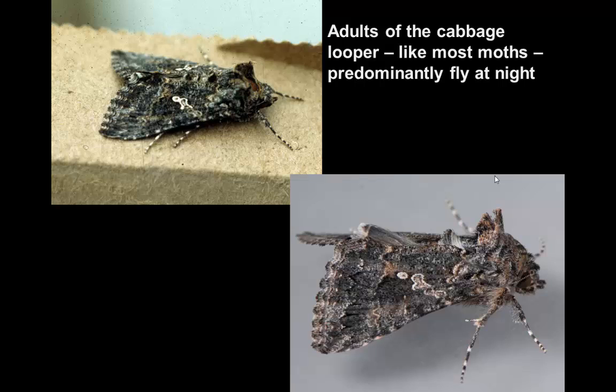And then the adults will emerge, and we might have 2, 3, 4 generations a year. But again, we'll rarely see the adults because they're night-flying moths, and not a particularly conspicuous one at that.